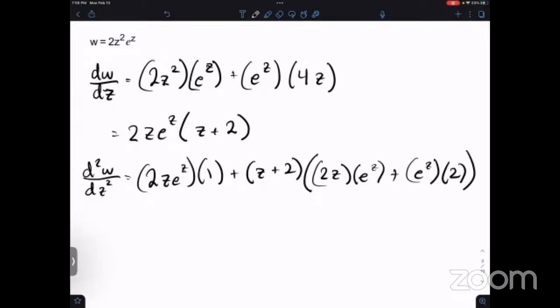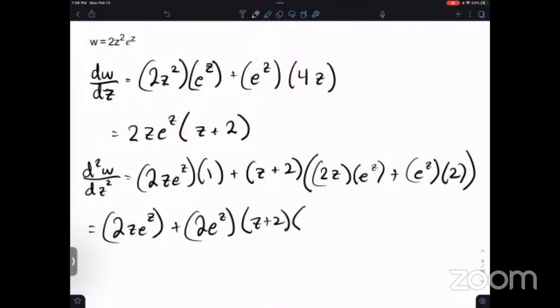So we have this 2z e to the z. What do we have in common there? They both have e to the z and 2, so we could factor out a 2e to the z. So we're going to say plus 2e to the z times (z plus 2). Factoring out 2e to the z, we're left with a z in the first part and a 1 there.